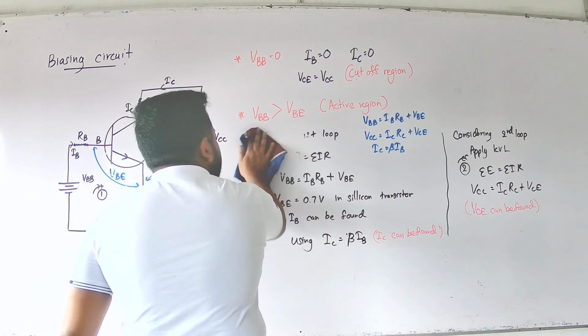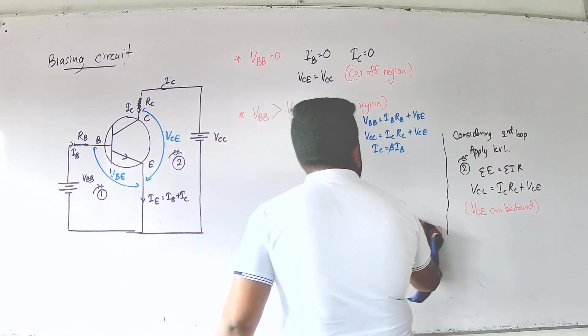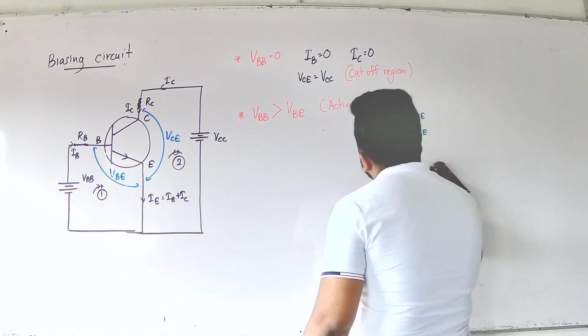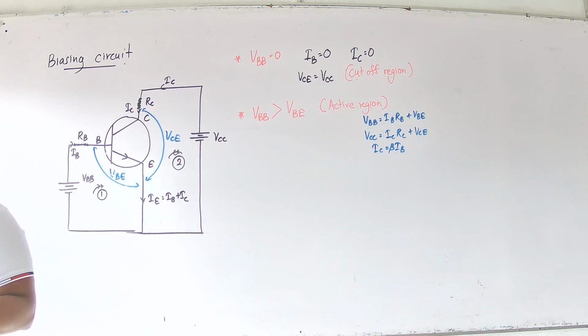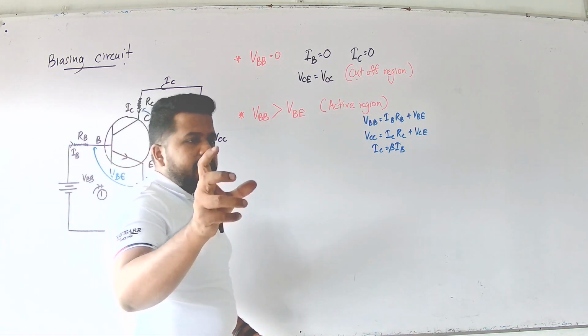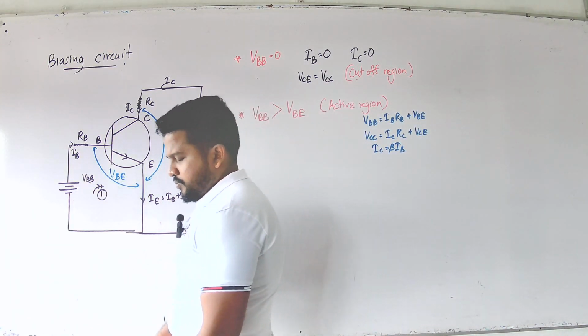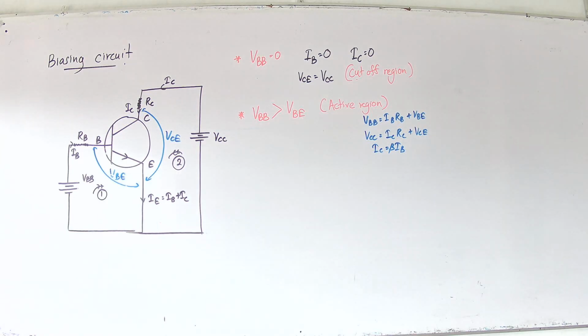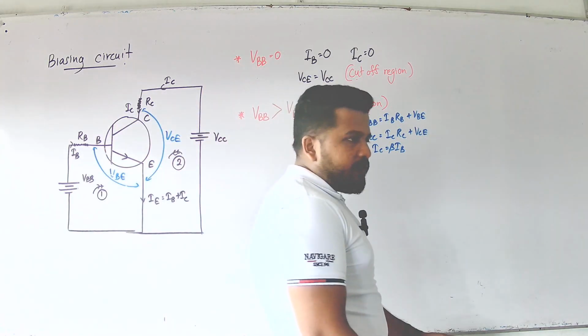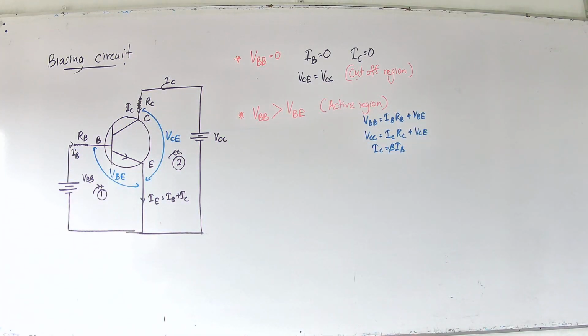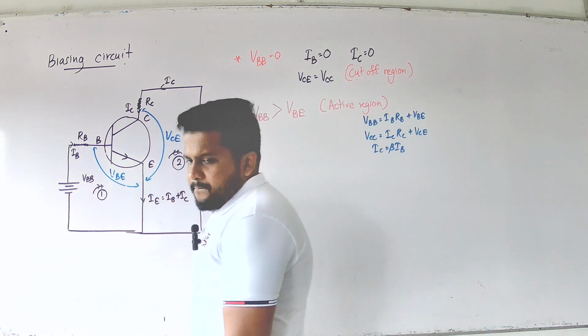Then write down, when we increase VBB further, IB is getting increased, then IC is also getting increased.